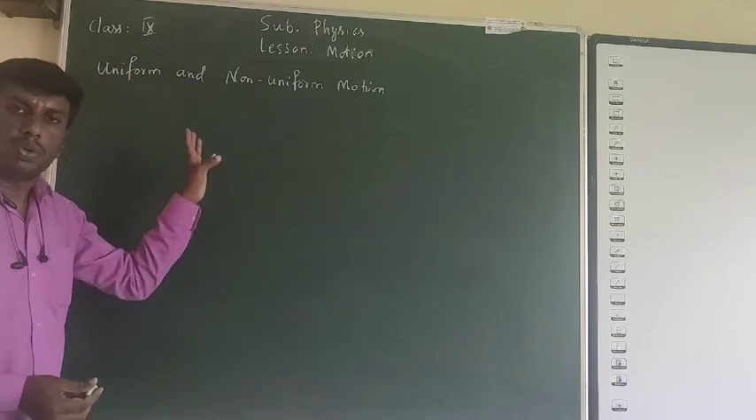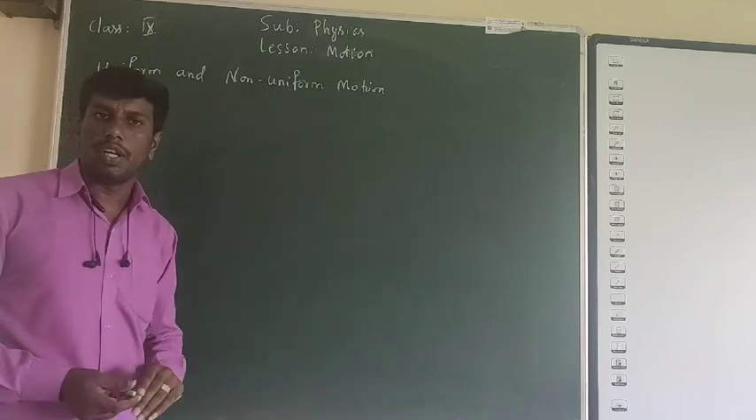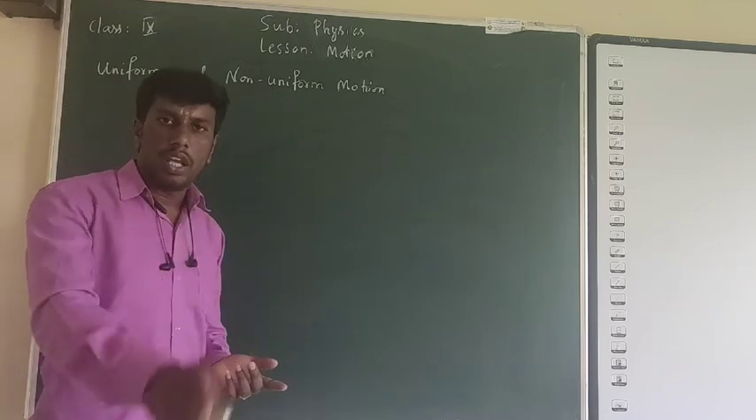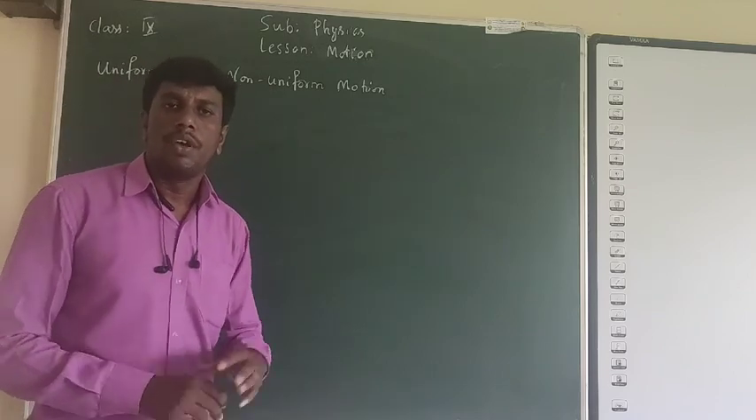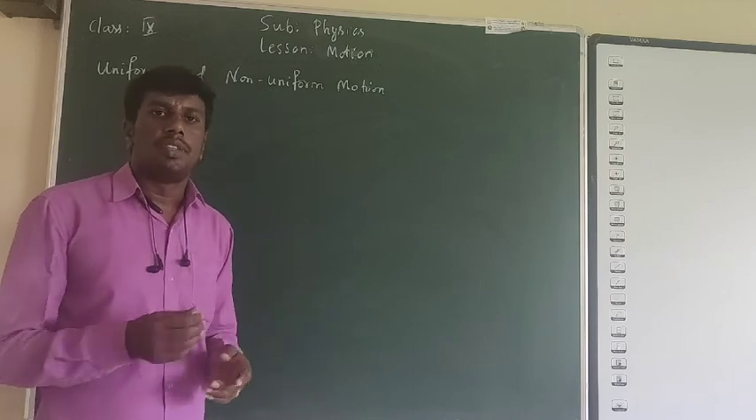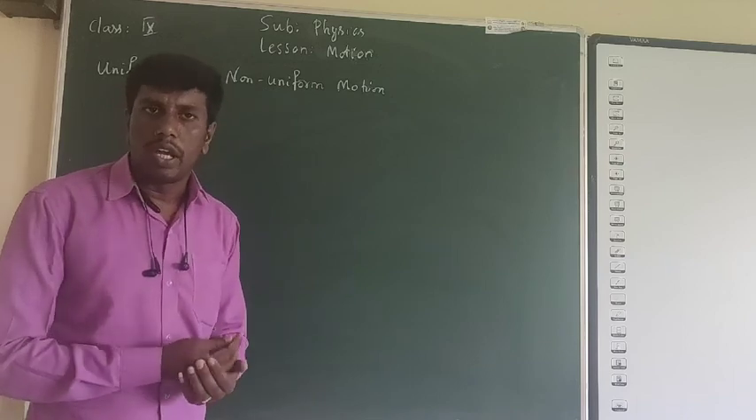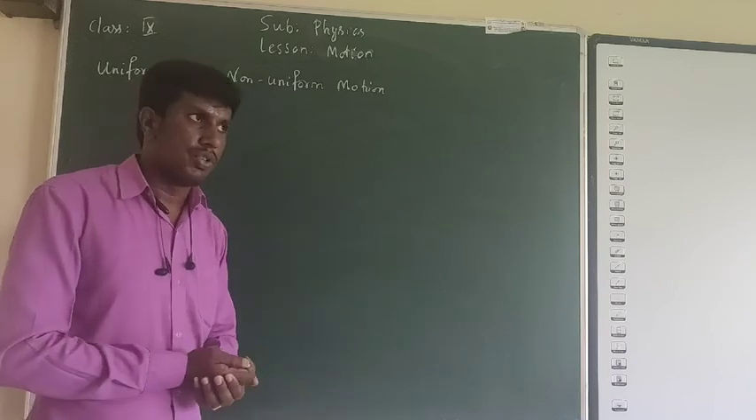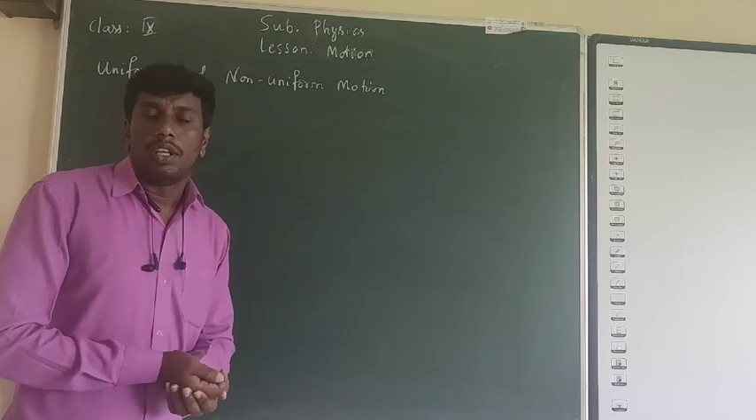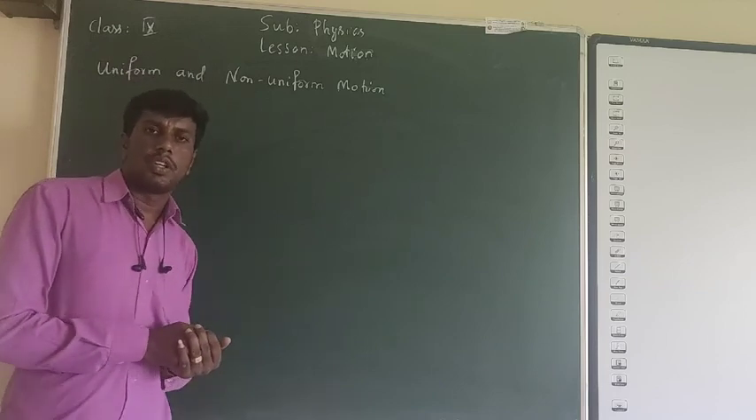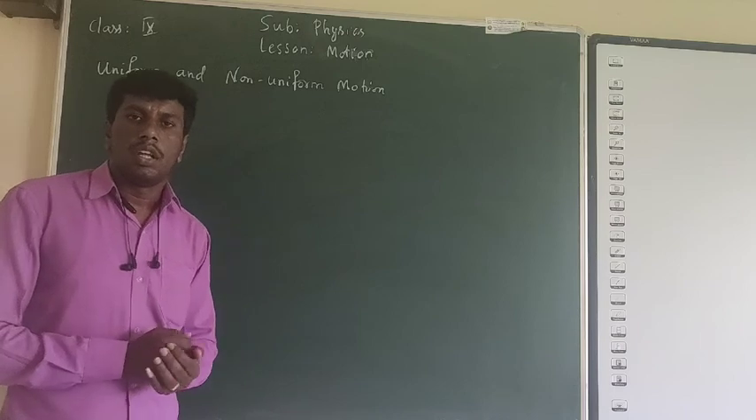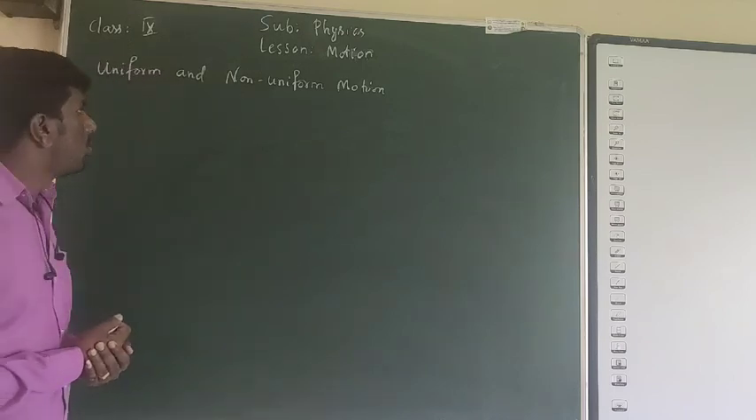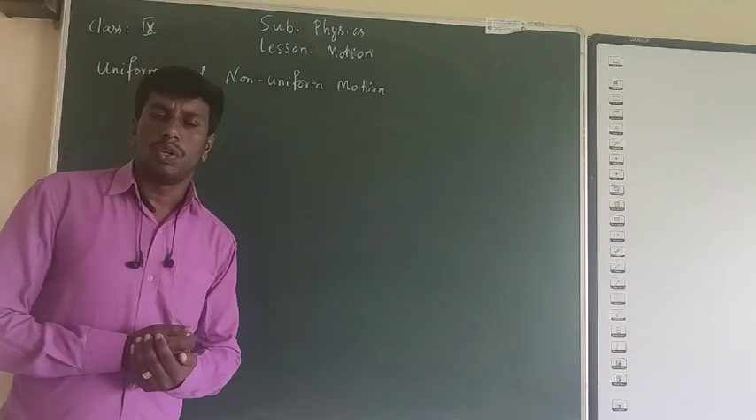Distance has only magnitude, it doesn't have any particular direction, therefore it is a scalar quantity. Distance is a scalar quantity, displacement is a vector quantity. After that I solved some questions and explained the answers. Then in the last class I told you that in the next video we will discuss uniform and non-uniform motion.